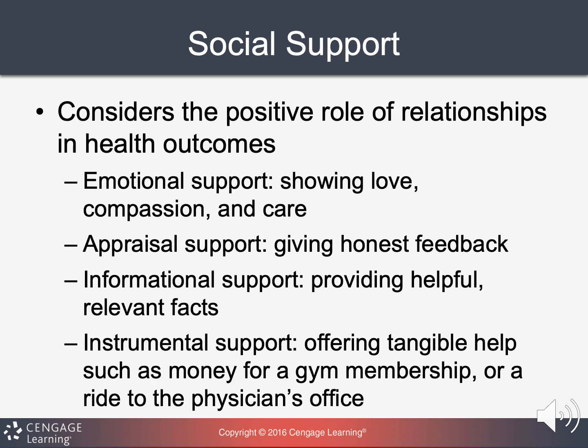Social support. It's very important that anybody dealing with anything, or even if they're not, has social support, and that helps with thinking about the positive roles of relationships and health outcomes. There's different types of support a person can give or receive. There's emotional support, that's showing love, compassion, and care. Appraisal support, giving honest feedback, positive critiques or helpful critiques. Informational support, giving them information of how to deal with a situation, or information about resources and education, facts, statistics.